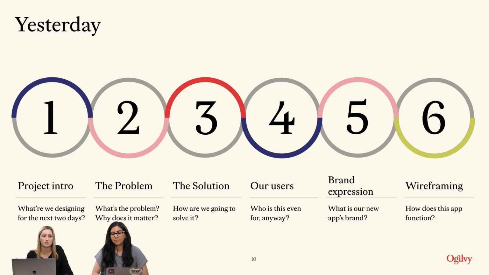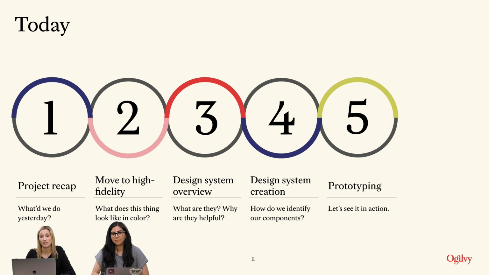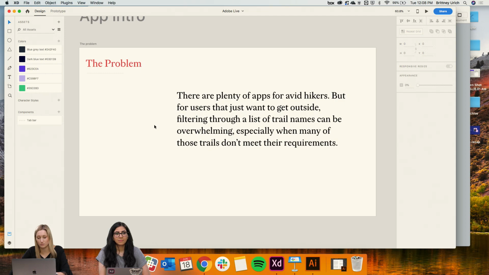Mm-hmm. And then we did some wireframing. Today, we're going to sort of recap this project, move our designs into some high fidelity. We're going to talk about design systems, which I love. Yay. And then we're going to talk about all of the features in XD that you can use to create design systems. We're going to talk about how we identify the components for design systems and then actually how you build them in XD. Yay. And then we'll be doing some prototyping if we make it there by the end of the day. Ooh, we'll see how it goes. Yeah. So all that said, let's look at what we're talking about.